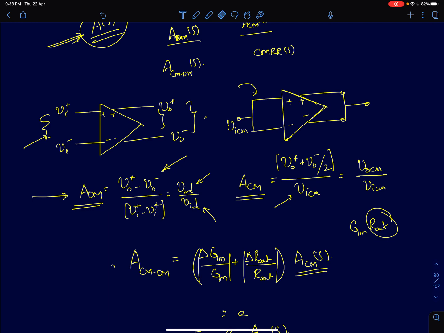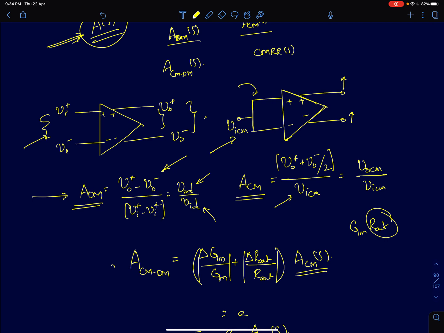And the third quantity of interest we discussed was ACM-DM. We said ACM-DM, or differential mode gain for common mode inputs, is a measure of how symmetric the circuit is. For a purely symmetric circuit, if you apply the same inputs to both the inputs, then both the outputs will change by the same amount. Whether they both increase or decrease, the change is going to be the same.